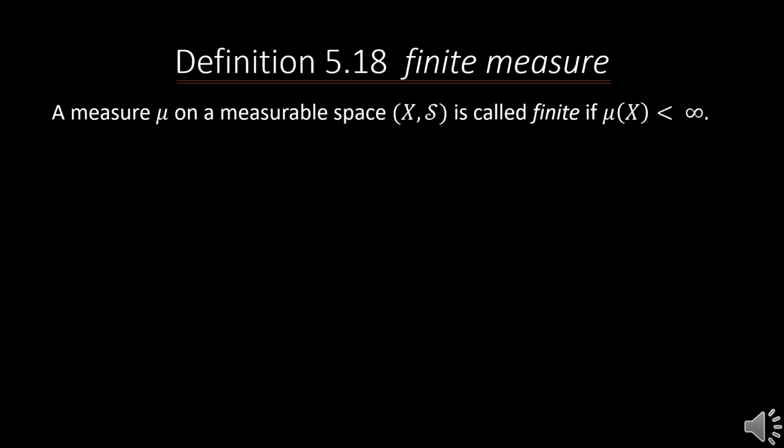With intuition built for Lebesgue integration on R, the most natural expansion is R2. However, before we can get into Lebesgue integration on R2, we need to talk about a few important definitions, the first of which will be definition 5.18, which deals with finite measure and sigma finite measure. A measure mu on a measurable space X, S is called finite if the measure of X is finite.